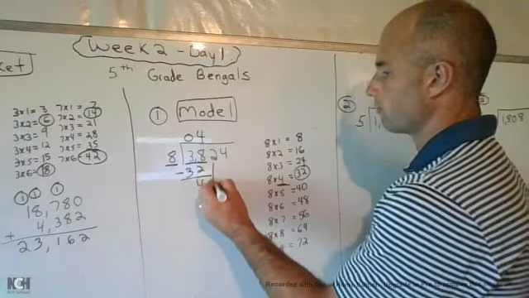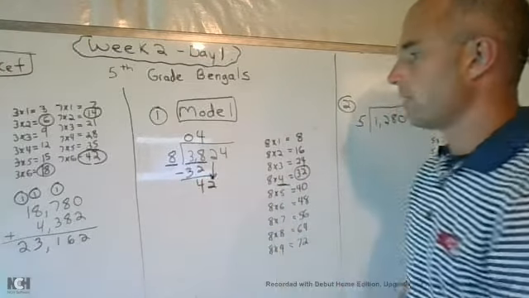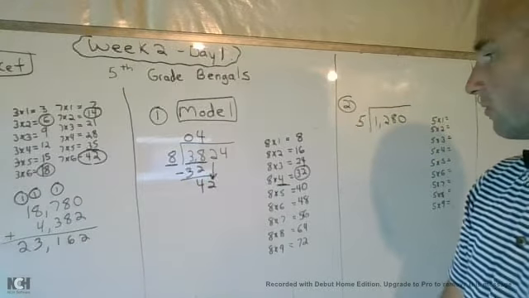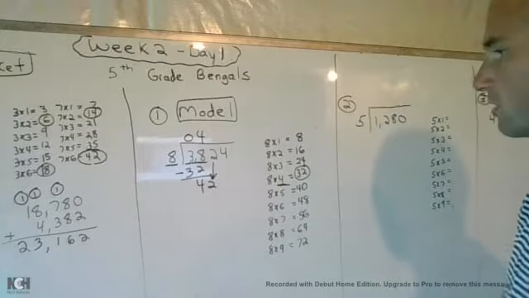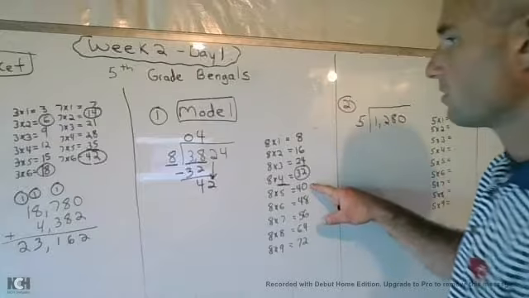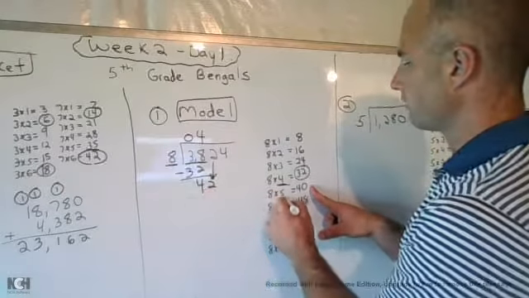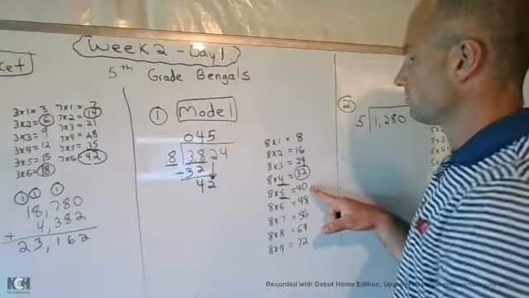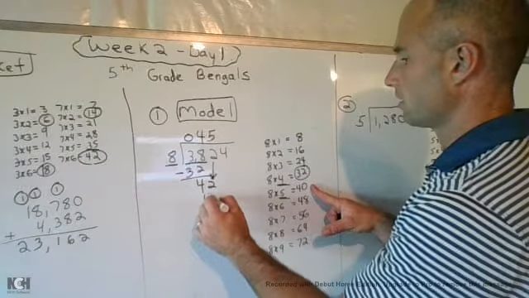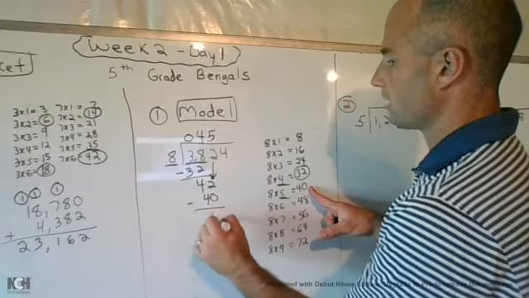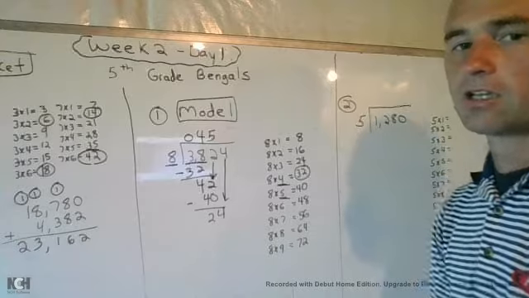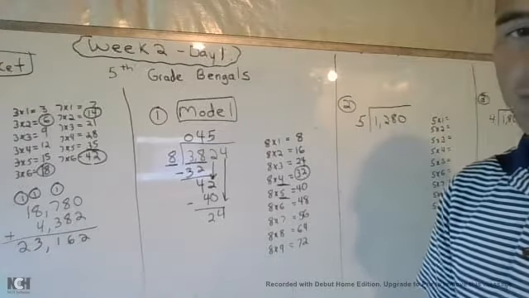And then we're going to bring down that 2 right there. How many 8s will go into 42? So what's the number closest to 42 without going over? Oh, 40. So that means 8 goes into 42 5 times. And when we do 5 times 8, we get the 40. And we subtract, and we bring down the 4. Now, how many 8s are going to go into 24?